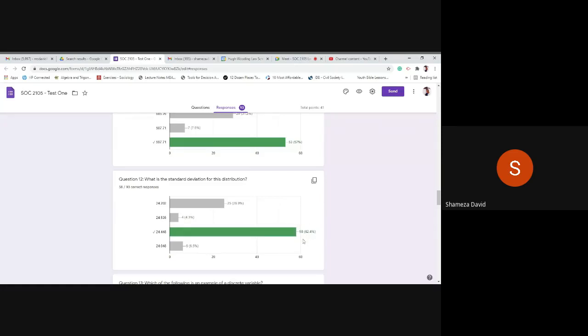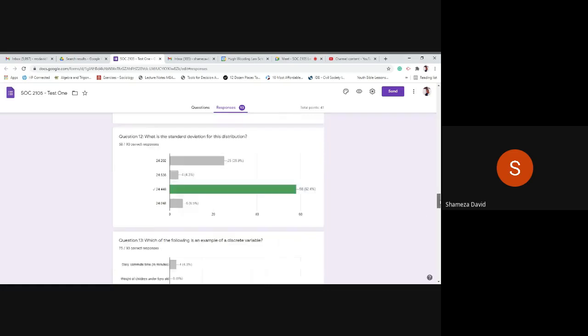62.4% of the class got this correct. And the other persons, again, this would have been the answer if you had used the population formula, but there was nothing in the question to suggest a population. So you could not have assumed that it was a population.